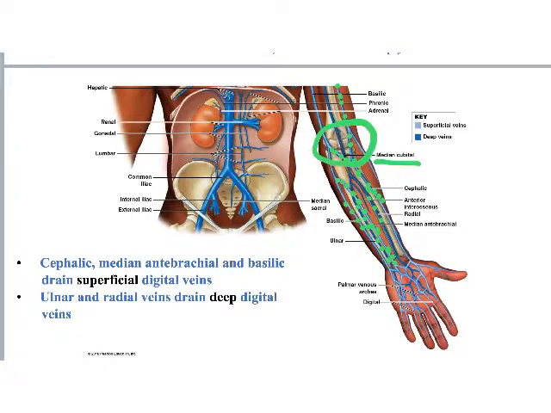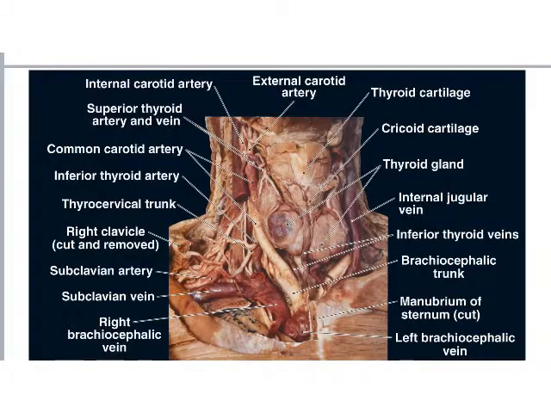So keep them separate in your mind, and as you're learning them, which ones are superficial, there's 3 of them, where can they be found? Which ones are deep, there's 2 of them, and where can they be found? And so they're going to drain the vein from the hand and from the forearm, and they're going to carry it up into eventually the subclavian, and that subclavian is going to go into the brachiocephalic vein and back into the vena cava.